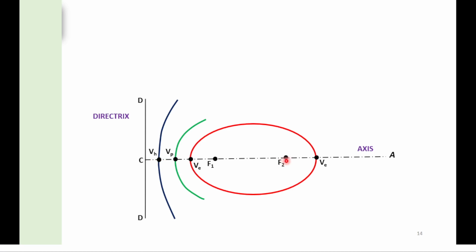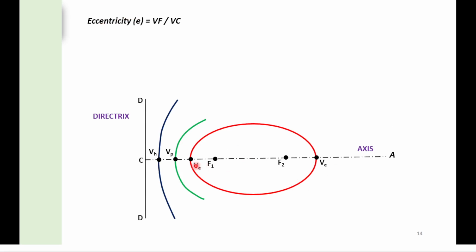Now this F2 is a fixed point. So for the ellipse, F1 and F2 are two fixed points, and VE and here VE are the extreme points, which are nothing but the vertices. For the ellipse there are two vertices, and for the parabola and hyperbola there will be a single vertex.